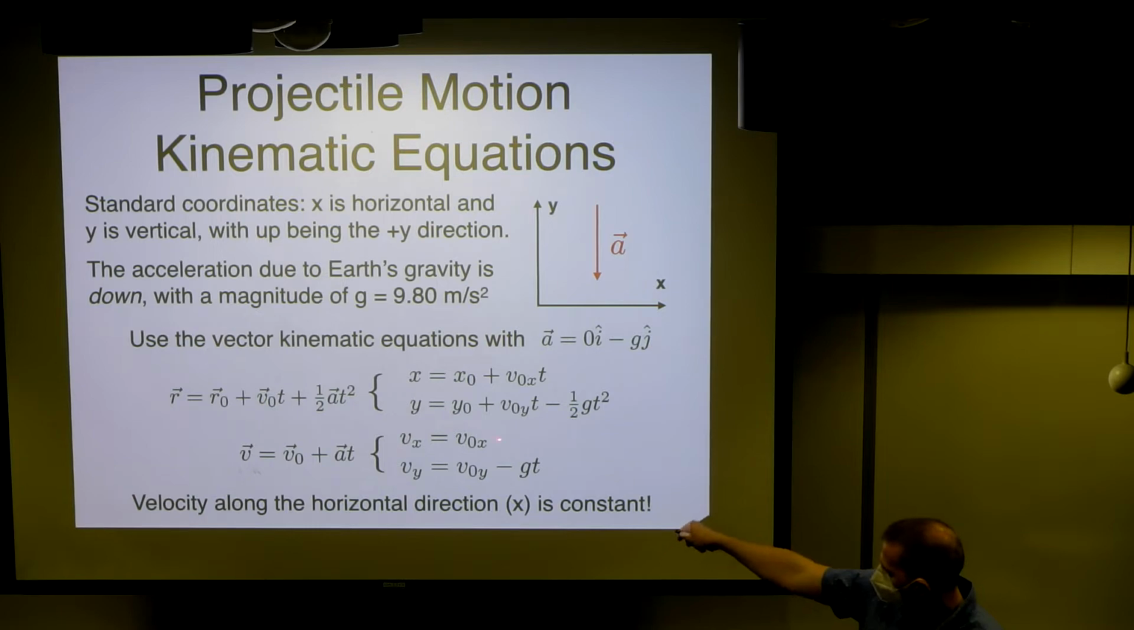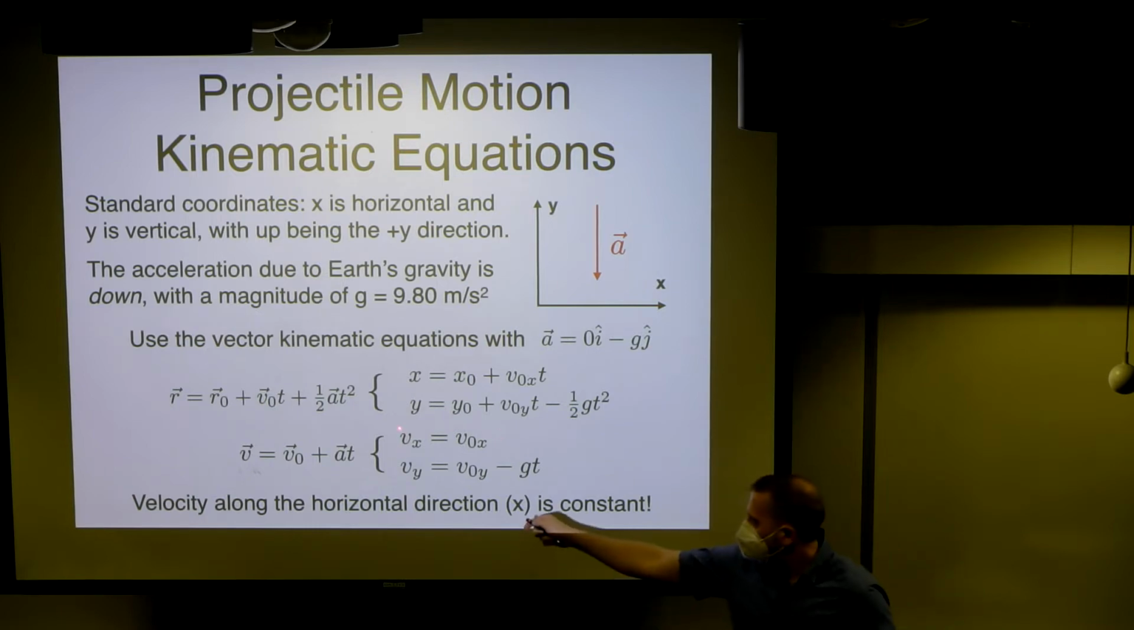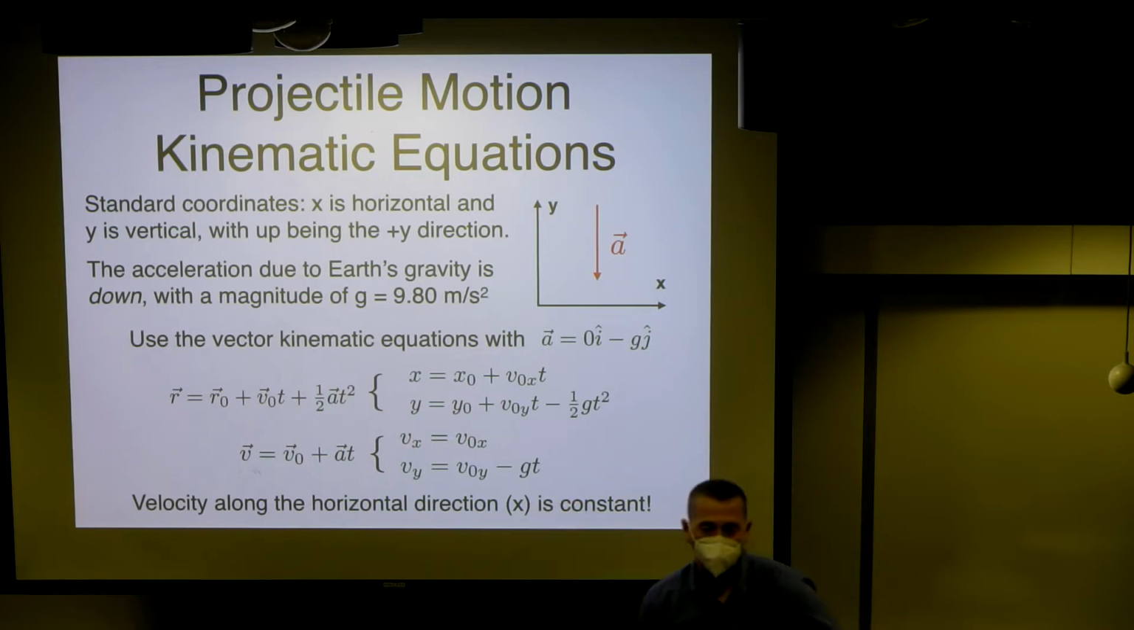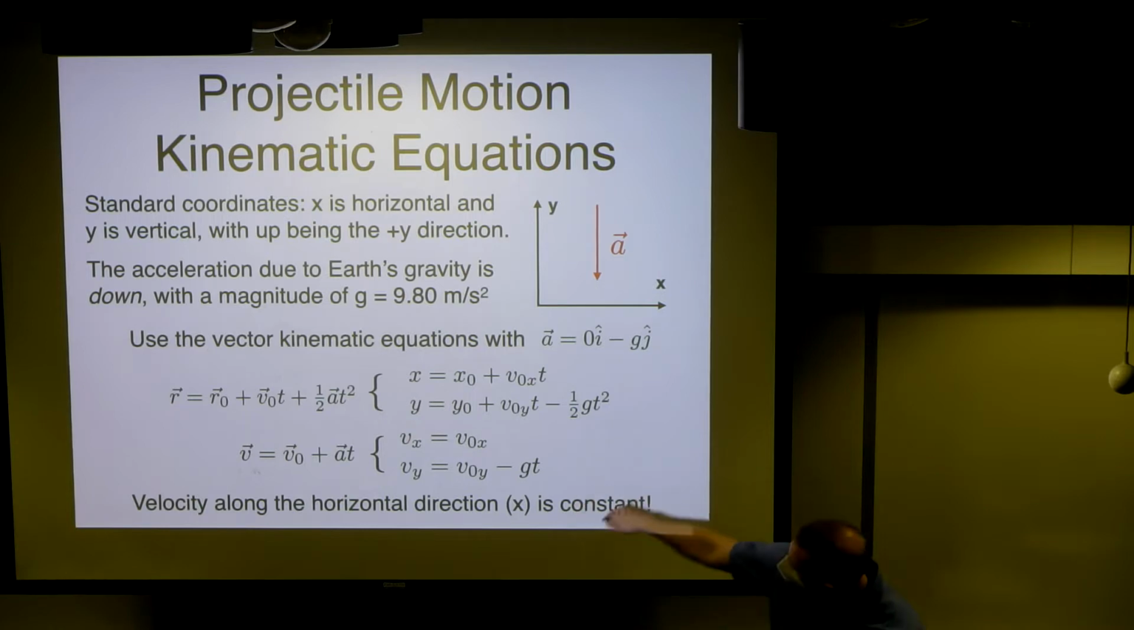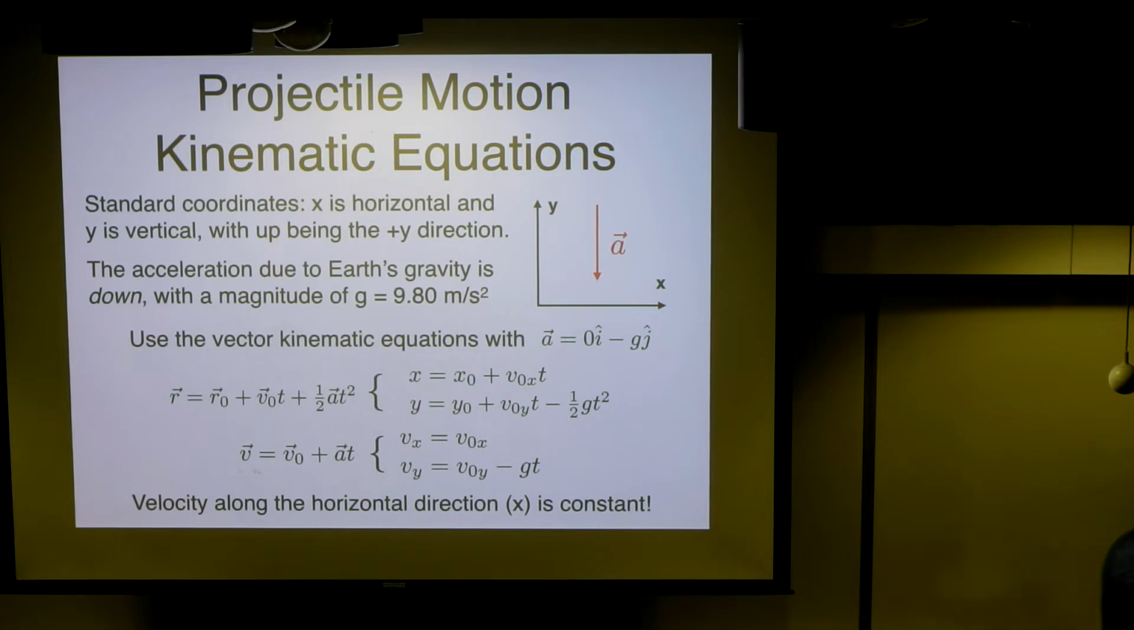What this is essentially saying is that your velocity for a projectile in the x direction is just whatever velocity you start with. In other words, it just stays constant over time because gravity doesn't accelerate things in the x direction. It doesn't change your x velocity. It only changes your y velocity. Okay? Make sense? So those are the equations.